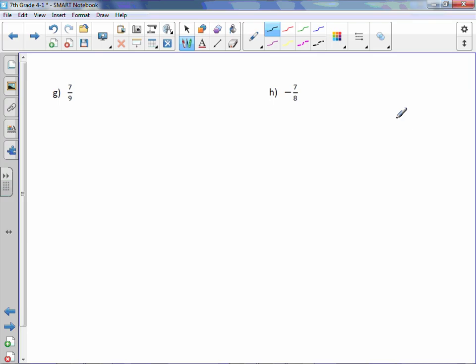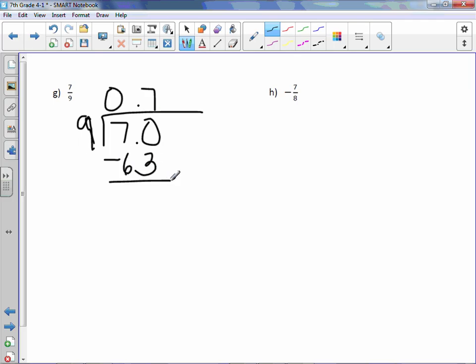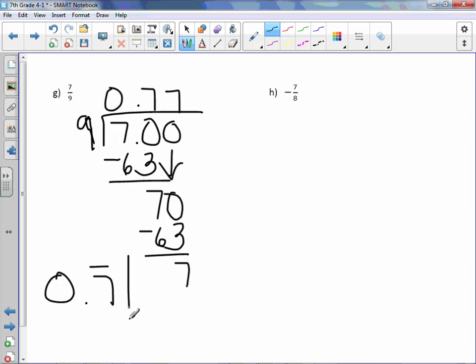7/9. 9 cannot go into a power of 10. So we need to do some division. 9 goes into 7, 0 times. Goes into 70, 7 times, which is 63. Subtracting gets 7. Bring down a 0. 9 into 70, 7 times, which is 63. This is going to continue. This is repeating. 0.7 repeating. So this right here is a repeating decimal. The prior examples were all terminating because I did not have a repeating digit. And they ended.